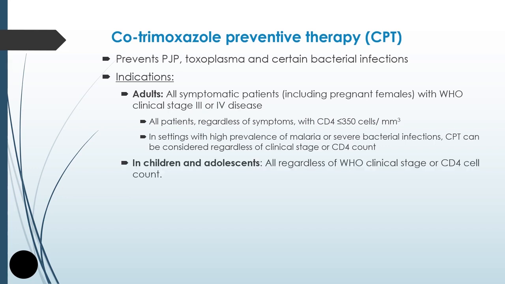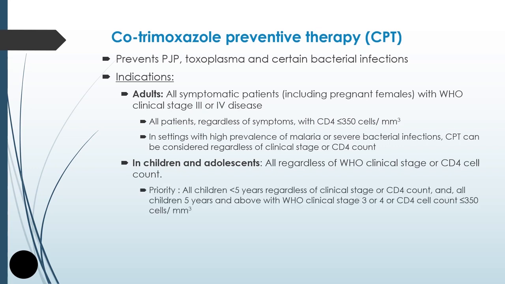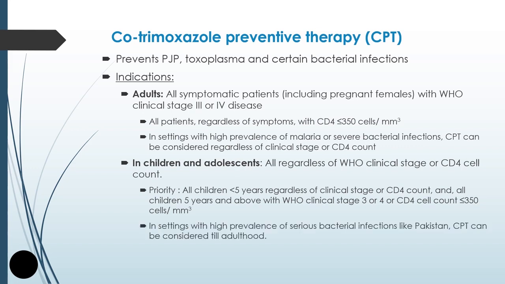In children and adolescents, all children and adolescents, regardless of WHO clinical stage or CD4 cell count, should be put on CPT prophylaxis. Priority should be given to the children who are less than 5 years of age, regardless of their clinical stage or CD4 count, and all the children 5 years and above who have a WHO clinical stage 3 or 4 or CD4 count of less than 350 cells per cubic millimeter. And in settings with high prevalence of serious bacterial infections like Pakistan, the CPT prophylaxis can be considered in adulthood.